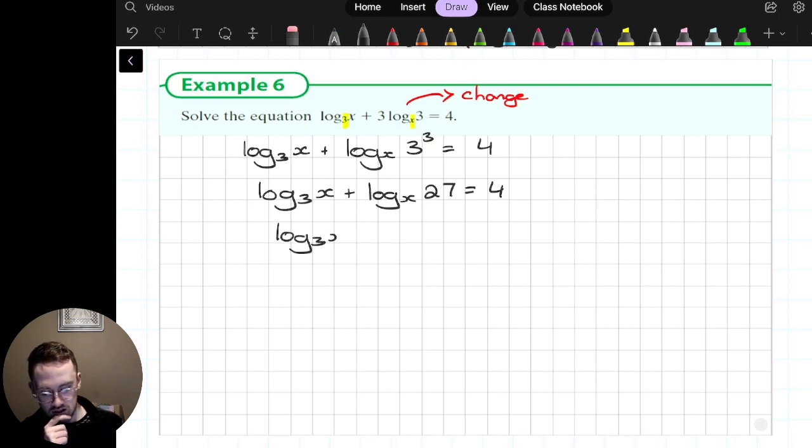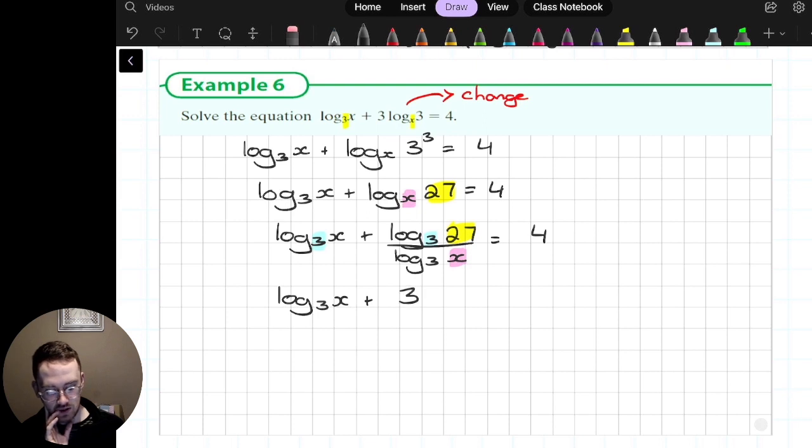Then just trying to change the base of that second term becomes log to the base 3 of 27 over log to the base 3 of x. Okay, and matching things up, that 27 was what was here, so that's perfect. The base 3 is what we wanted, and the base x was what we originally had. Okay, and equal to 4. Now, just tidying this up a little bit, we could even work out this top part. Log to the base 3 of 27 we already know is 3, and that's log to the base 3 of x is equal to 4.